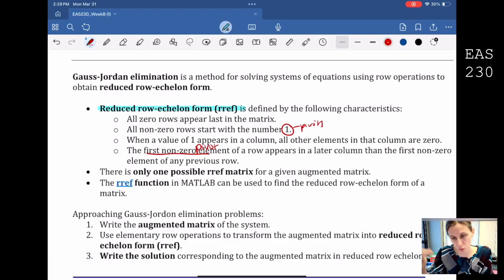And any 0 rows appear last. Okay. For a system of equations, there's lots of different REF. There's only one possible RREF because there's so many restrictions on what defines reduced row echelon form. And in fact, we can go ahead and use MATLAB in order to solve for RREF, for reduced row echelon form. We cannot use it to solve specifically for row echelon form because there's lots of options. But we can use the RREF function in MATLAB to solve for reduced row echelon form.